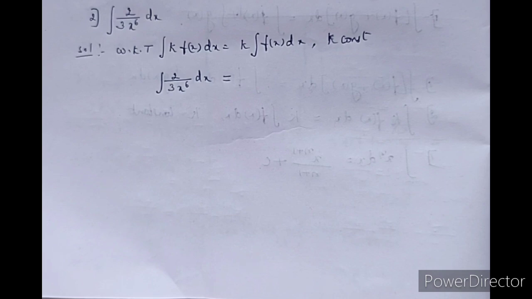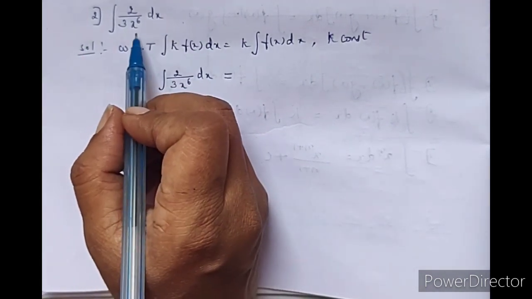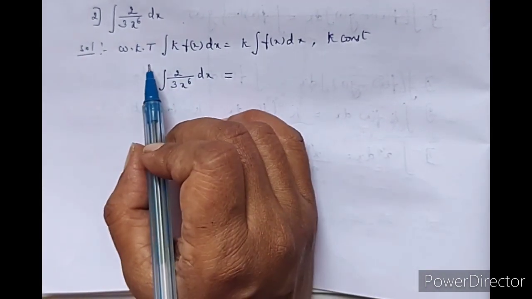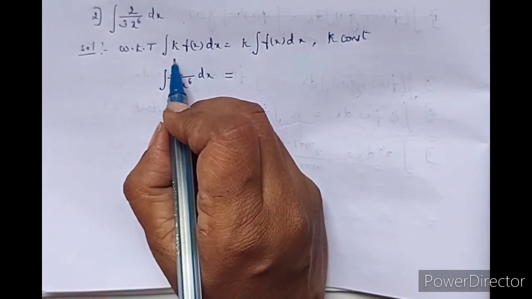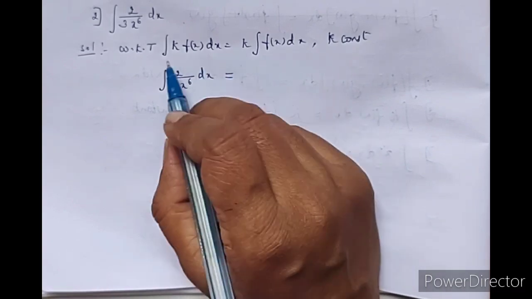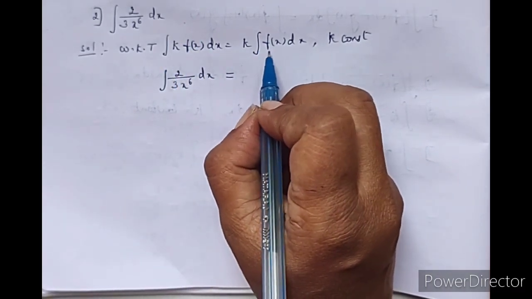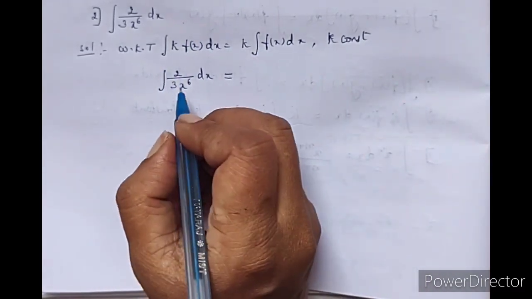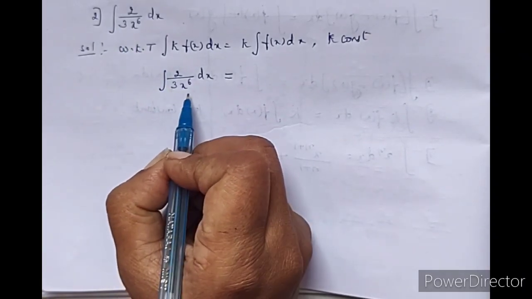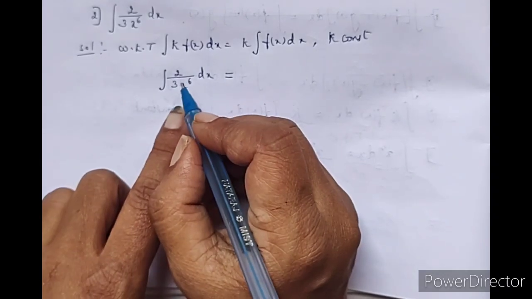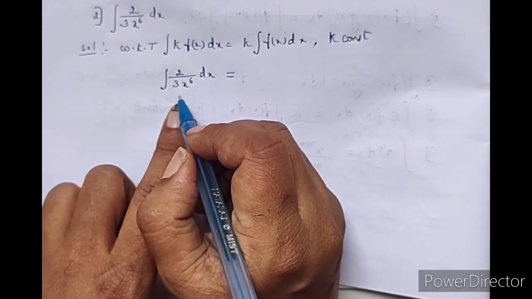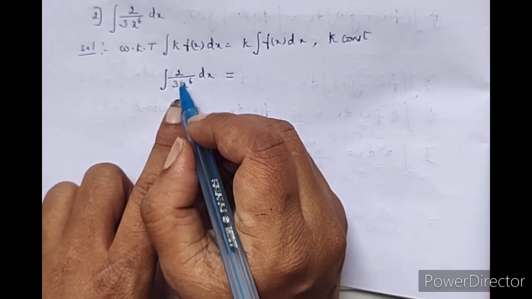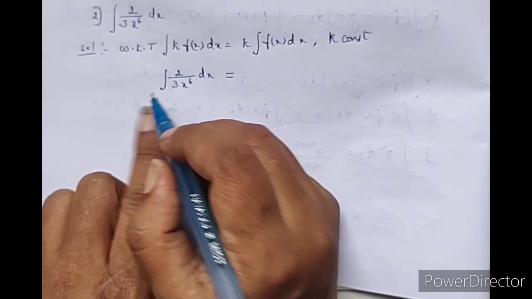Now we shall solve the second problem, integration of 2 by 3 x to the power of 6 dx. We have this integration property: integration of k into f of x, where k is a constant, then you take k outside the integral and integrate that function f of x dx. First we shall identify what is k. K means constant. So what are constants here? In the numerator, 2 is constant and in the denominator, 3 is constant. So what shall we do? We shall take the 2 by 3, which is constant, outside the integral.